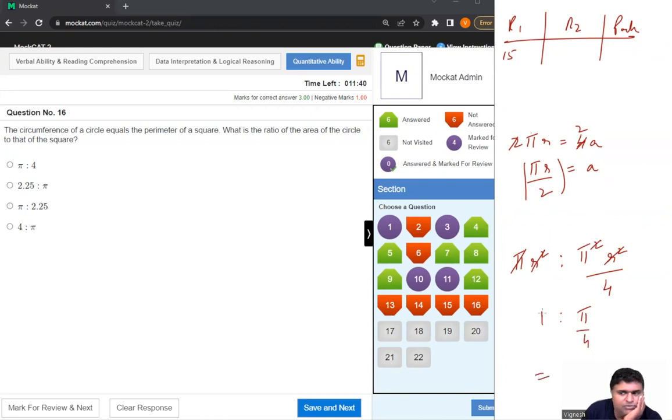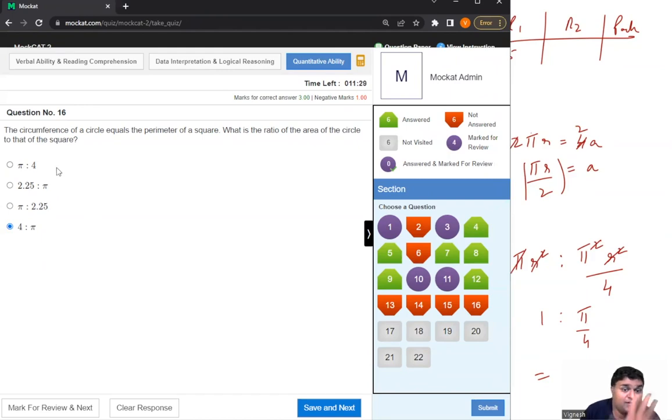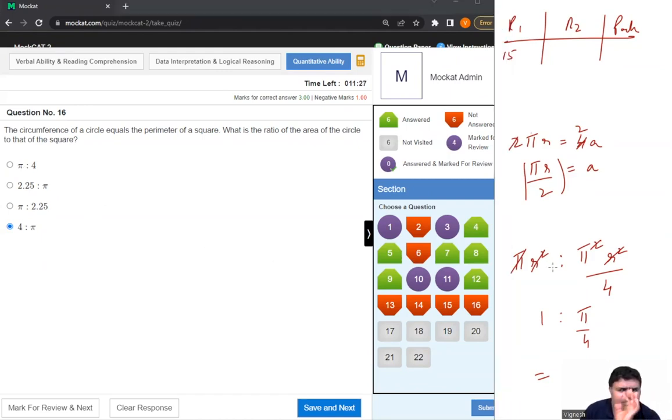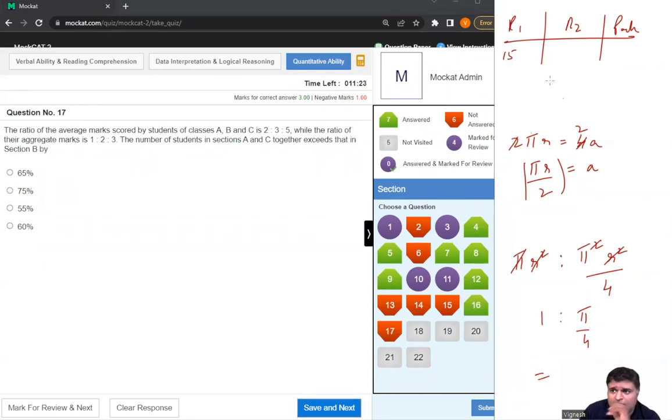How do you write this ratio? Cross multiply. 4 is to pi. So area of circle to square is 4 is to pi. No silly mistake. Read it carefully because pi is to 4 is there. Fine, we're confident? Good. Take your time. Don't hurry.